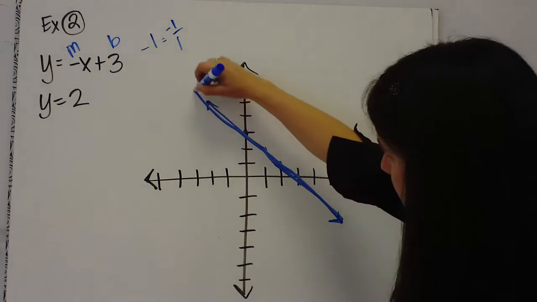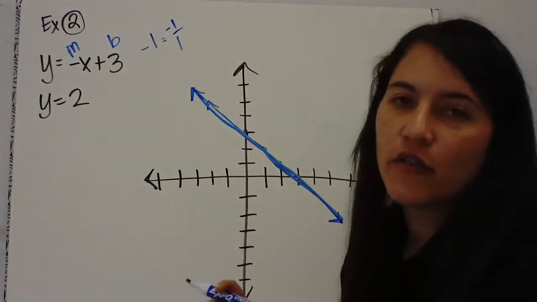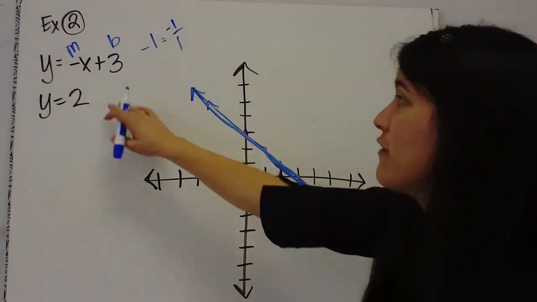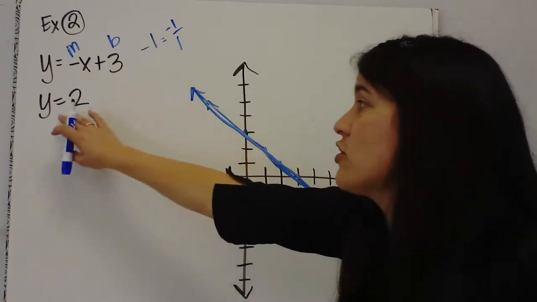That's not a good one. And hopefully yours is better. So I've graphed my first line. That's the first line. Now I need to graph the second line.